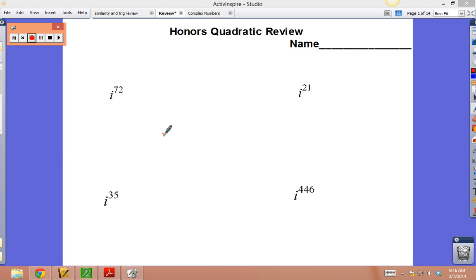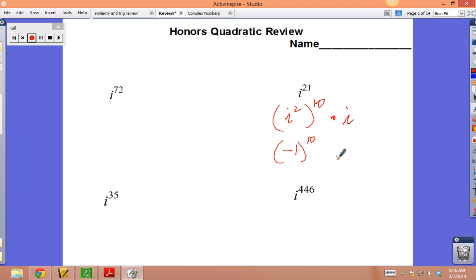i to the 21. Okay, out of the 21, how many squares do we have in 21? If you have 10 squares, that's 20. But there's 21 total, so I'm going to have to account for one extra i. So i squared to the 10th, and now I'm going to swap out i squared for a negative 1: negative 1 to the 10th times i. A negative 1 ten times is going to be a positive 1. Positive 1 times i is just i.